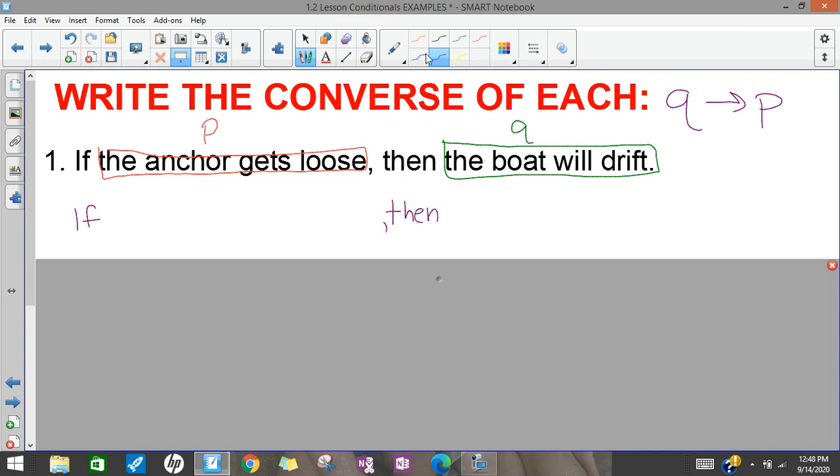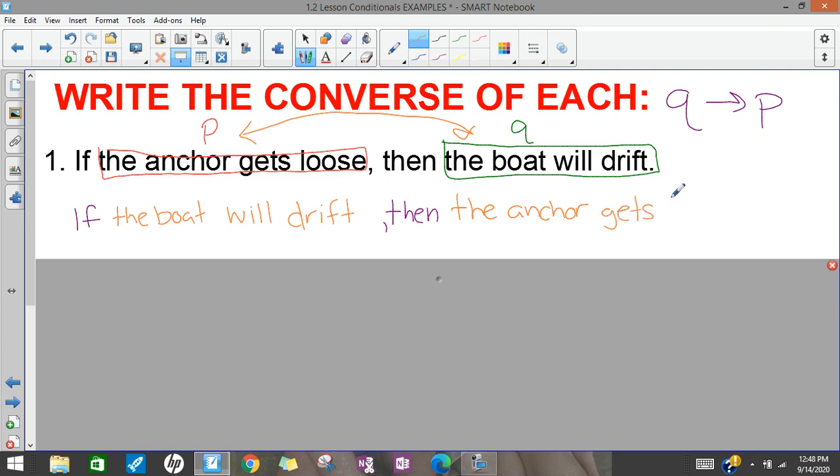And then when we have a converse, we just want to switch them. So we're just going to switch the location. The boat will drift is going to come over here, and the anchor gets loose is going to be at the end. So for a converse, we're just switching the order of P and Q, if and then stay in the same spot. Sometimes students will make a mistake. They'll switch where if and then is, and then that sentence doesn't make any sense. It might not make any sense right now, but the if and then need to stay where they are.